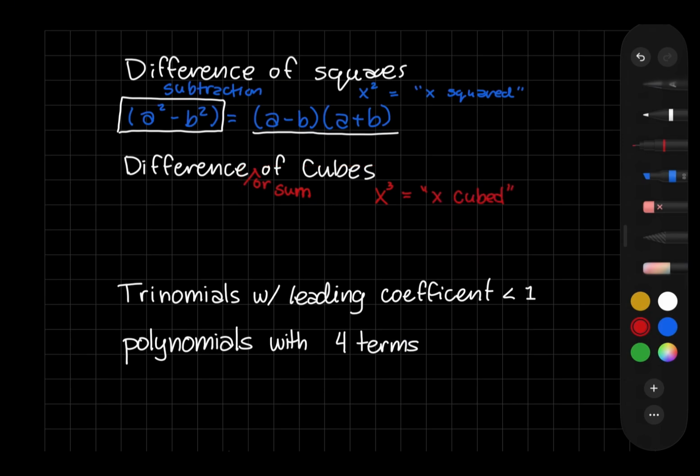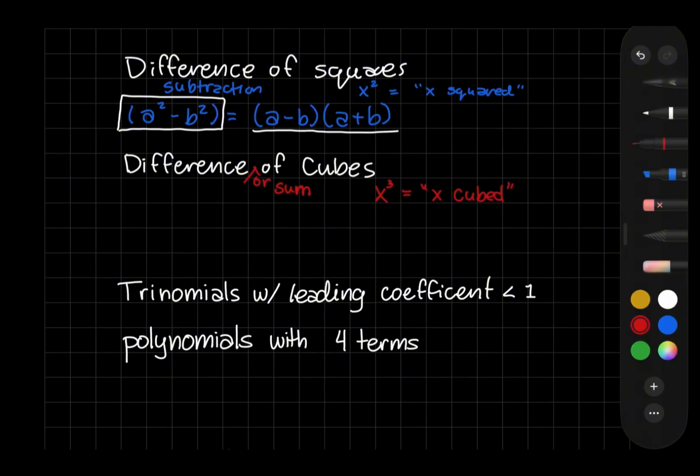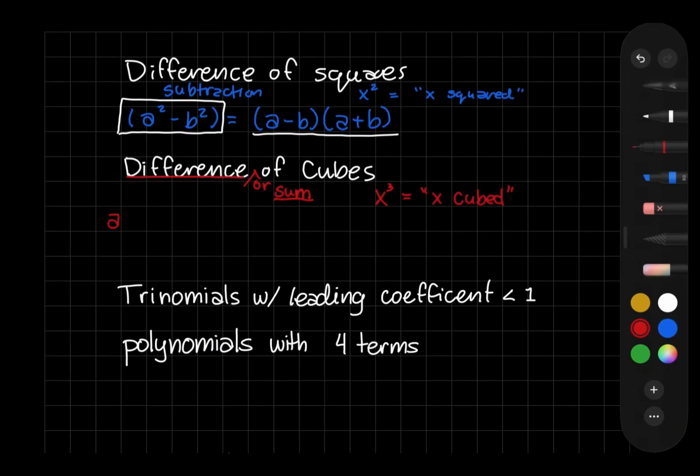And we have 2 formulas that go with this. One for our difference and one for our sum. One for addition and one for subtraction. So we are going to be working with a cubed minus b cubed, and that is going to turn into this formula here. Watch me write it, and then I will explain it. A minus b times a squared plus ab plus b squared.